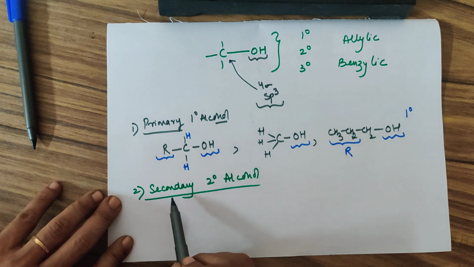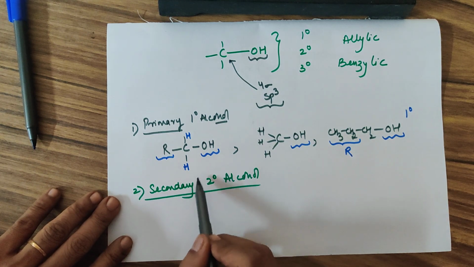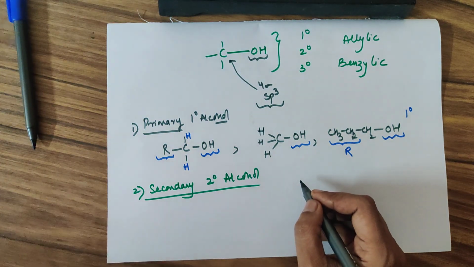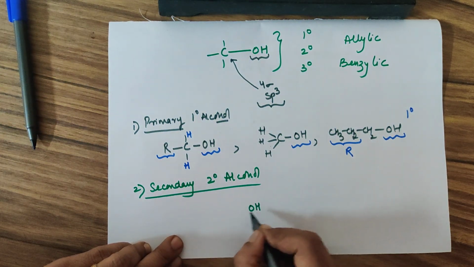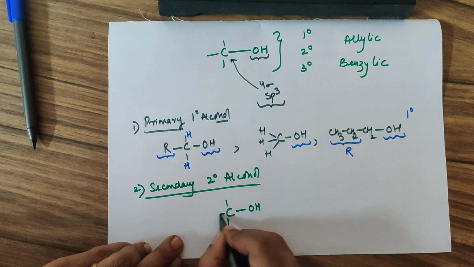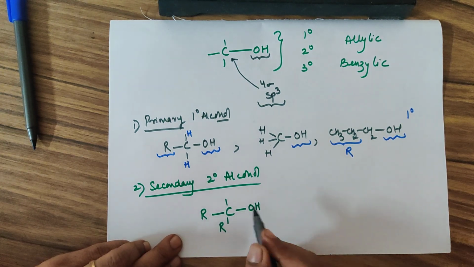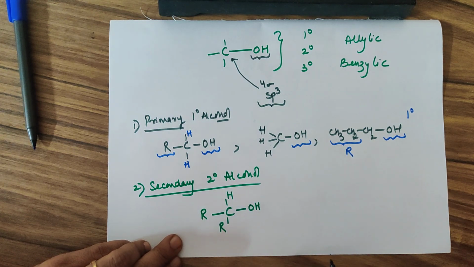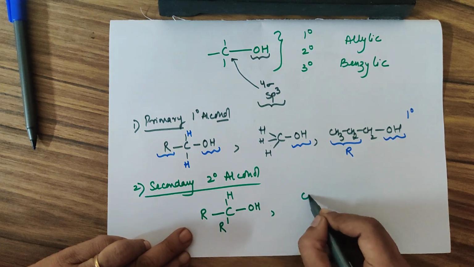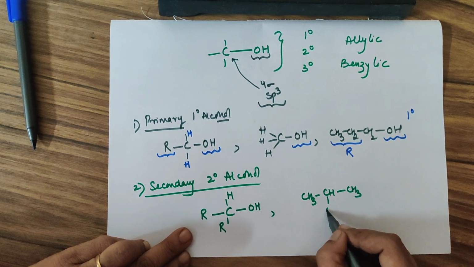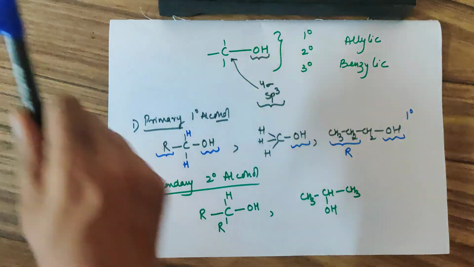Moving on to the second category, which is secondary or the 2 degree alcohol. In this particular category, your OH group is attached to an sp3 hybridized carbon which should have 2 R groups and just a single hydrogen. I'll take a specific example: CH3, CH, CH3 and an OH here. Have a look at this.